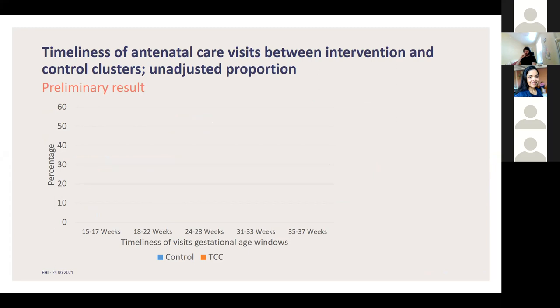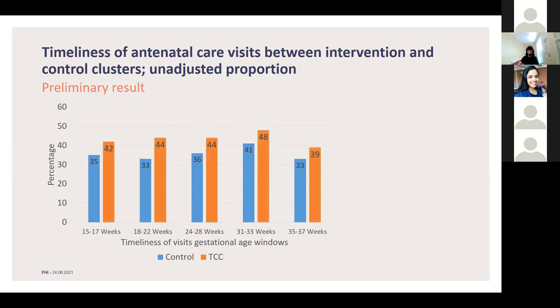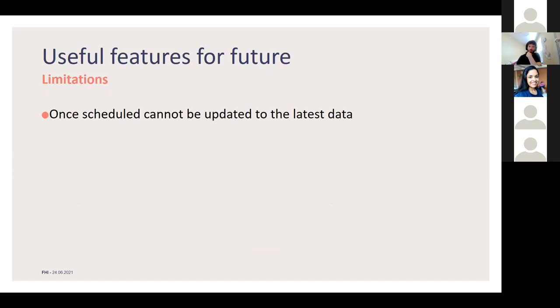This is a preliminary result from our four-arm trial. This is just to show you how this targeted client communication affected timeliness of intervention acceptance. So these are the timely visits according to the national guideline. And for the control group, without any individualized communication, the proportion is approximately the same as what Akuba showed. But this one improved, having the targeted client communication, at least proportion-wise, it is better. On average, it is 43% in the groups who received the TC communication and 35% in the control. But we haven't analyzed controlling for all the dynamics we are supposed to do.